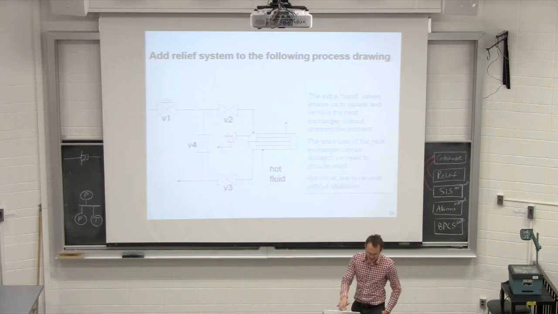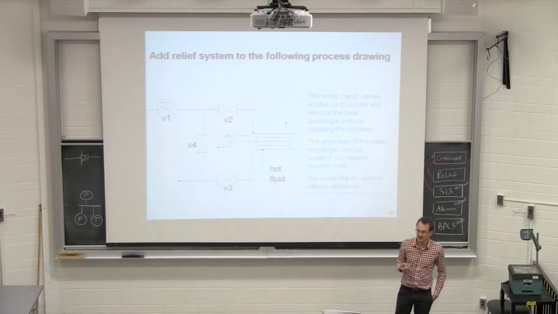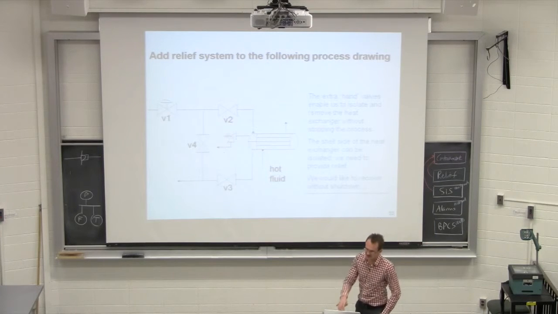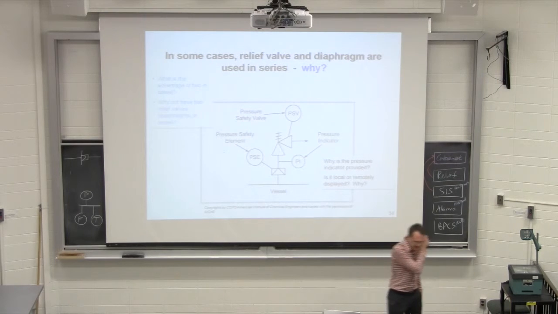Okay, so there are several cases here: the heat exchanger, the positive displacement pump, and the pressure vessel in the flash drum example, where we've seen relief. And then a final example I'd like you to consider. This one is an interesting one. Here we have two relief valves in series. So here's my vessel, operating at very high pressure, potentially. I have a burst diaphragm, and then I have a safety relief valve after that.